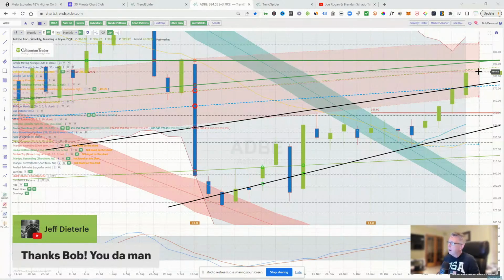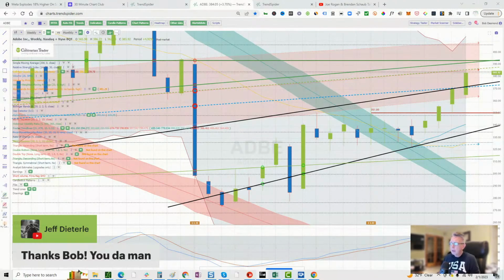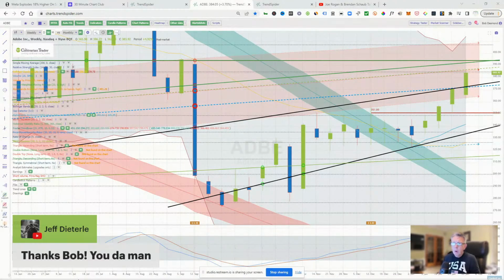So we're looking for a resistance level at around 387 per share on that rally tomorrow. If we do get that, then we'll be looking to short Adobe. Now, I'll go to comment questions before I leave here, just in case there are any.